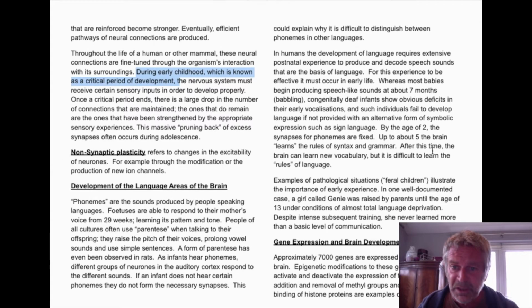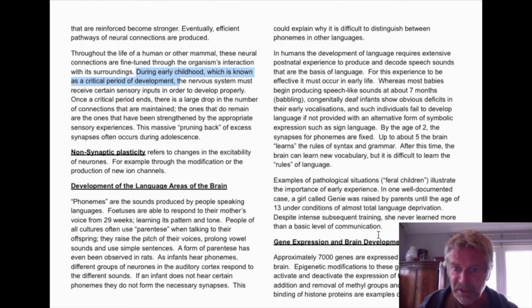And we know this because there are, unfortunately, children that have had a very, very poor upbringing early on in life. We've got an example here of a girl called Jeannie, and she basically wasn't spoken to at all until she was 13. When the interventions were put in place, she had a great amount of training, but because she wasn't exposed to language at a critical time when her brain was developing, she never got past a basic level of being able to communicate.